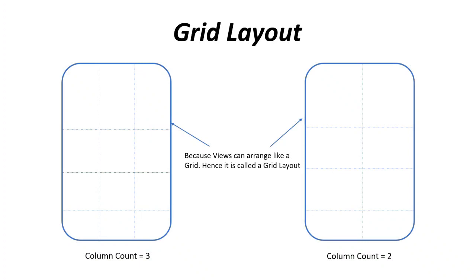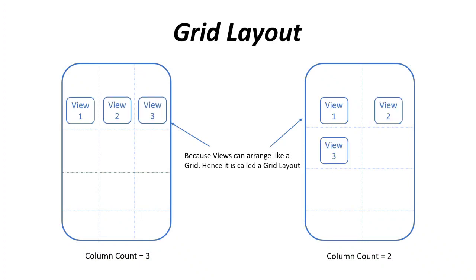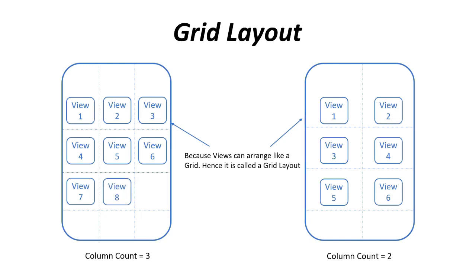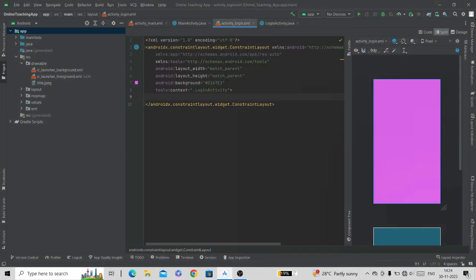A grid layout is like a container which contains the views in row and column format, and you need to specify the column count, and the row will change once views are added up to the column count. Now let's understand this in the code. Let's understand the grid layout in the code. Change the layout to grid layout.